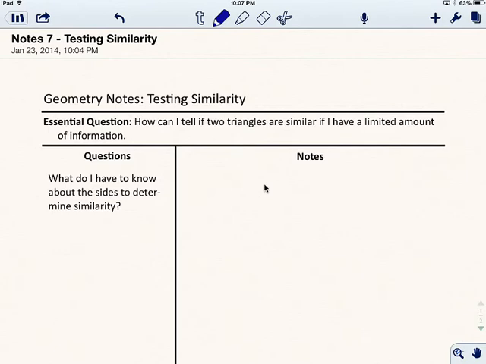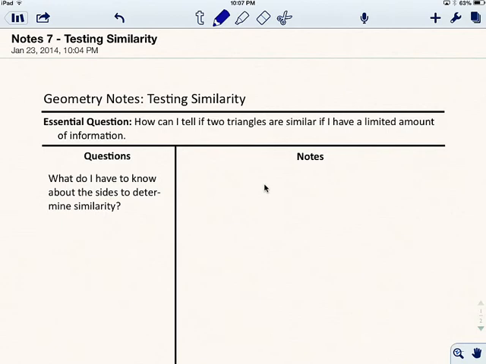Anybody that's done the Khan Academy assignments yet has seen that they're going to give you triangles, but not everything about the triangles. They're just going to give you either a couple of angles or maybe the sides and then ask you if the two triangles are similar. So let's learn how we can take that information and decide if the triangles are similar.